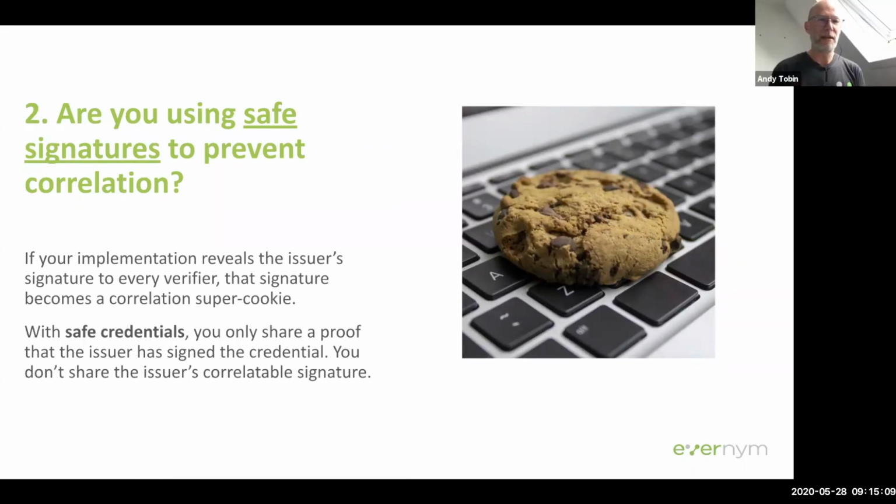When an issuer signs a credential and gives it to you, their signature is unique to you and that credential. When you then use that credential to prove something about yourself, if you share the issuer's signature every time you use that credential, you'd be sharing that same issuer signature. And that's like creating a new global super cookie to track you in everything you want to do, because every verifier will be able to share that issuer signature and say, oh, we've got Andy here, and we've got Andy here, we've got Andy here, and then they can track everything you do. So it's like a new kind of worse version of a Google ad ID. So with safe credentials, you only share proof that the issuer has signed the credential. You're not sharing the issuer's signature.